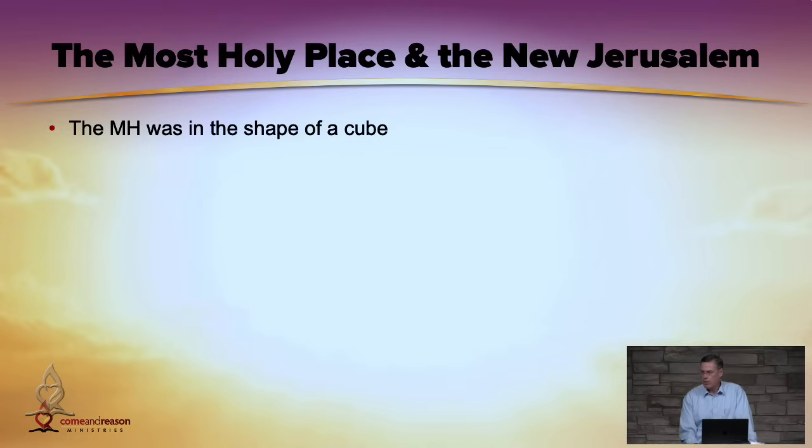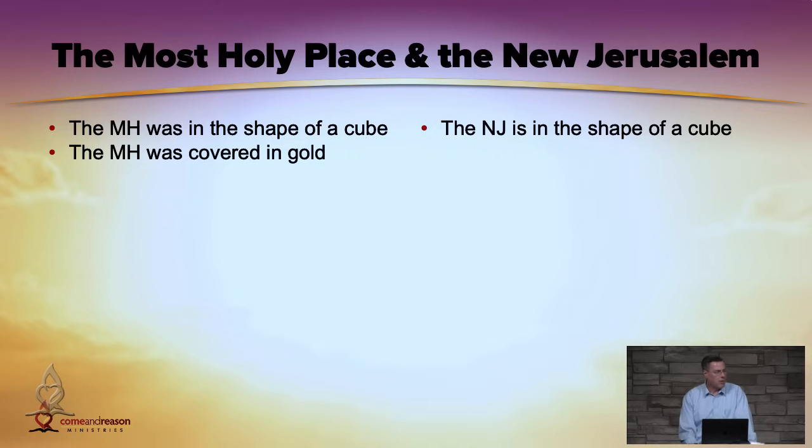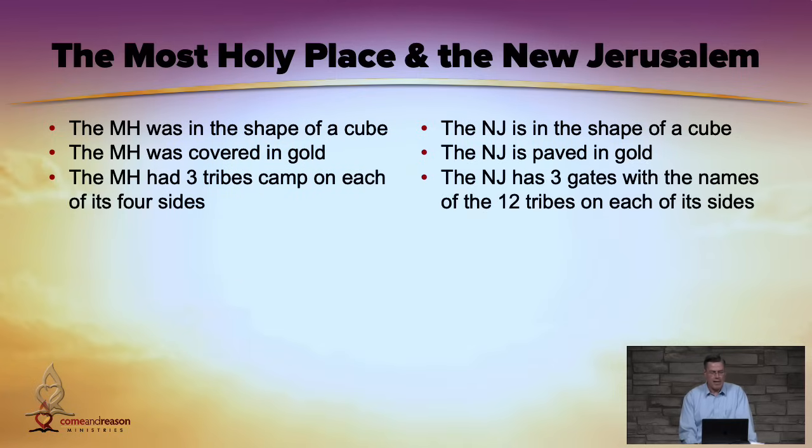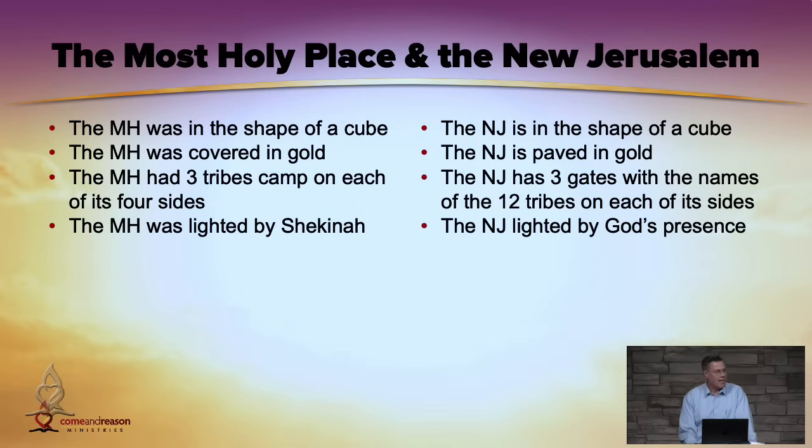Notice the similarities of the most holy place and the New Jerusalem. The most holy place is in the shape of a cube. The New Jerusalem is in the shape of a cube. It's all spelled out in Scripture. You can look this up. The most holy place was covered in gold. The New Jerusalem is paved in gold. The most holy place had three tribes camp on each of its four sides. The New Jerusalem has three gates on each of its four sides with the names of the 12 tribes on the gates. The most holy place was lighted by the Shekinah of God's presence. The New Jerusalem is lighted by God's presence.